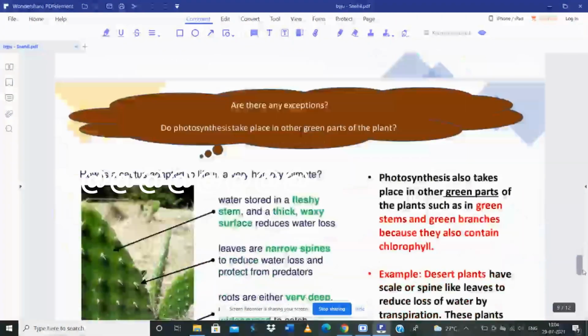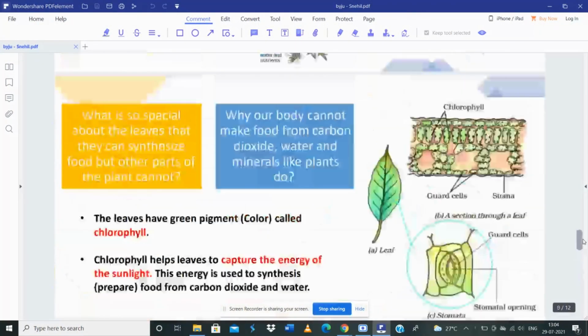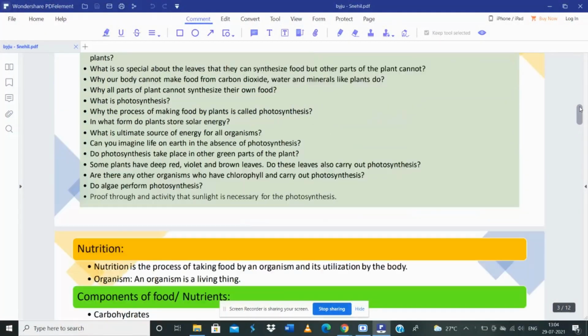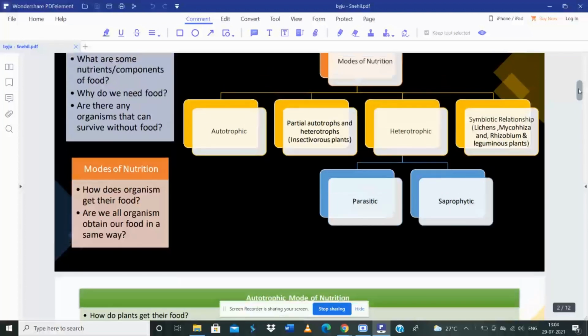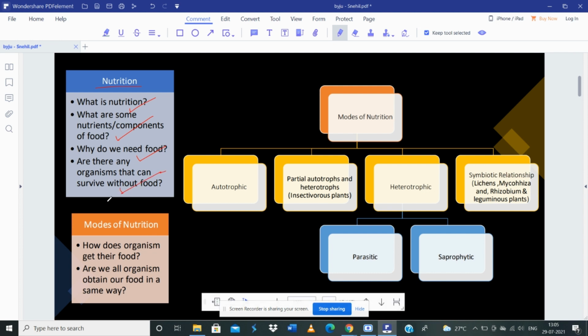This chapter is given in your class 7 science textbook. This is chapter 1. Before starting this chapter, I should introduce you to all the topics we are going to do today. First of all, we will do nutrition, and in this, we will discuss what is nutrition, what are some nutrients, why do we need food, and are there any organisms that can survive without food? We will discuss all this.